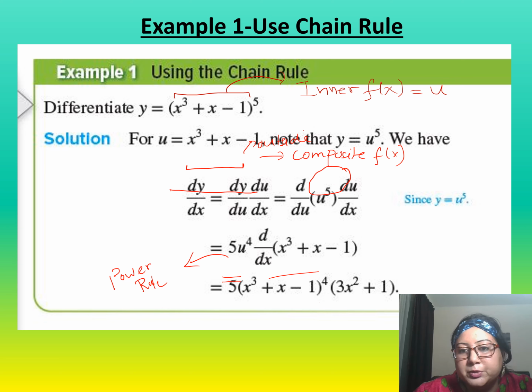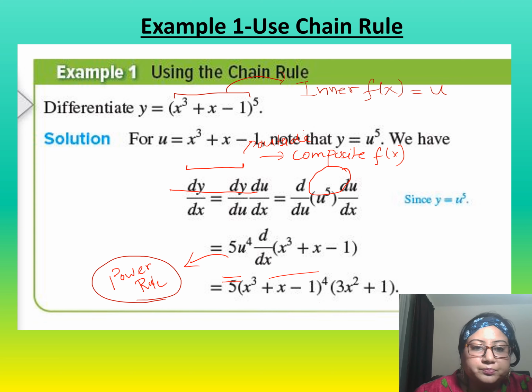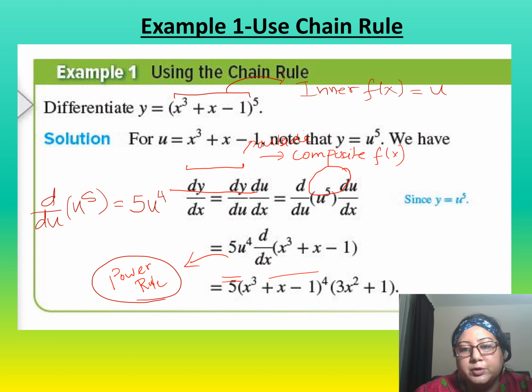y is nothing but u to the power 5 here, and when you differentiate this, I hope you remember, because it is u to the power 5, a variable raised to some power, you are going to be using the power rule for that derivative. So the power rule tells you what? d by du of u to the power 5: the power comes down and it reduces by 1. So 5 u to the power 4 d by dx of u.